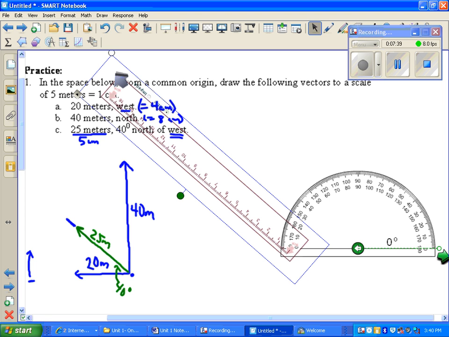So that's representing vectors. At this point, you should be able to define vectors, define scalars, and be able to represent them in a scale model.